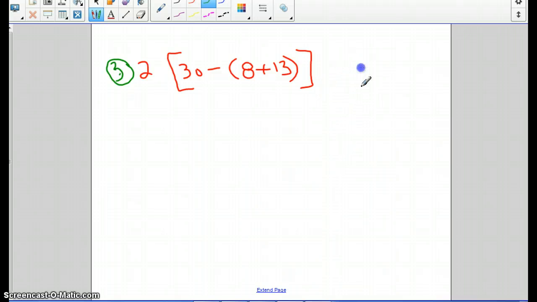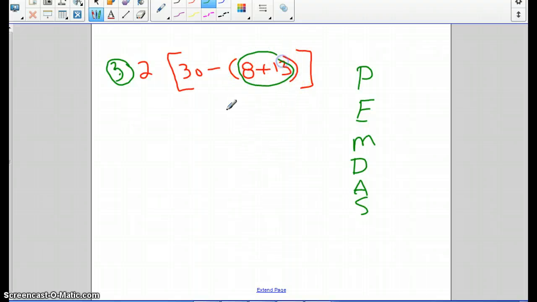Now here we have a problem that has parentheses within parentheses, or you may see these bigger brackets here. I'm just going to finish putting PEMDAS here so we can use that to guide us. Well, we start with parentheses. The first set of parentheses is the brackets, and within there we have another set of parentheses. So we want to look at this innermost set of parentheses and simplify this. We're going to keep everything else the same. 8 plus 13 is 21.